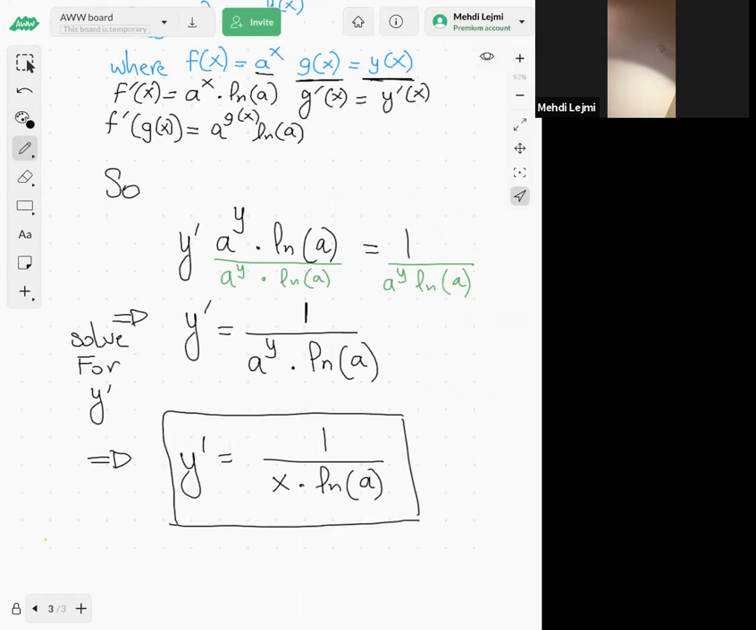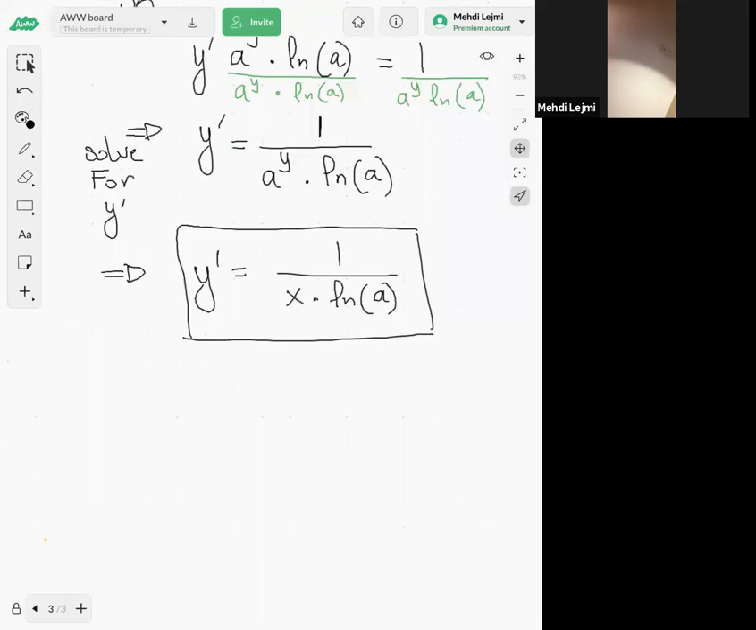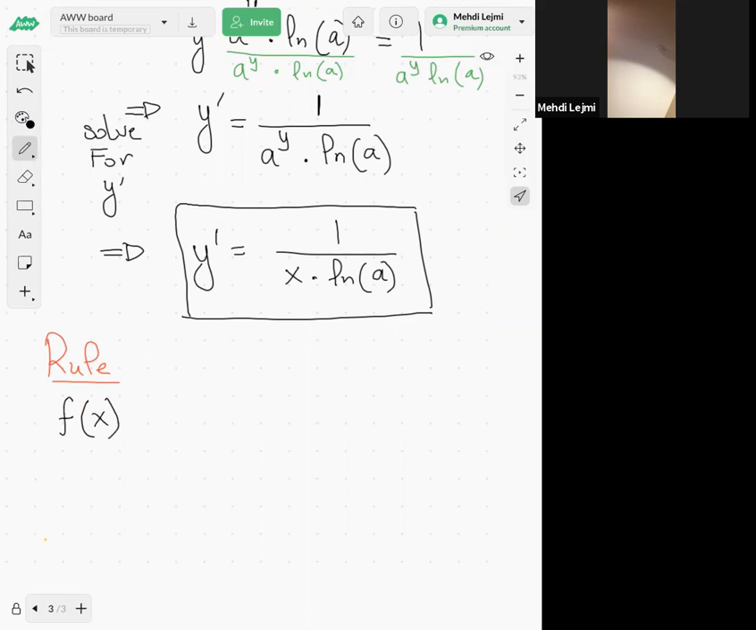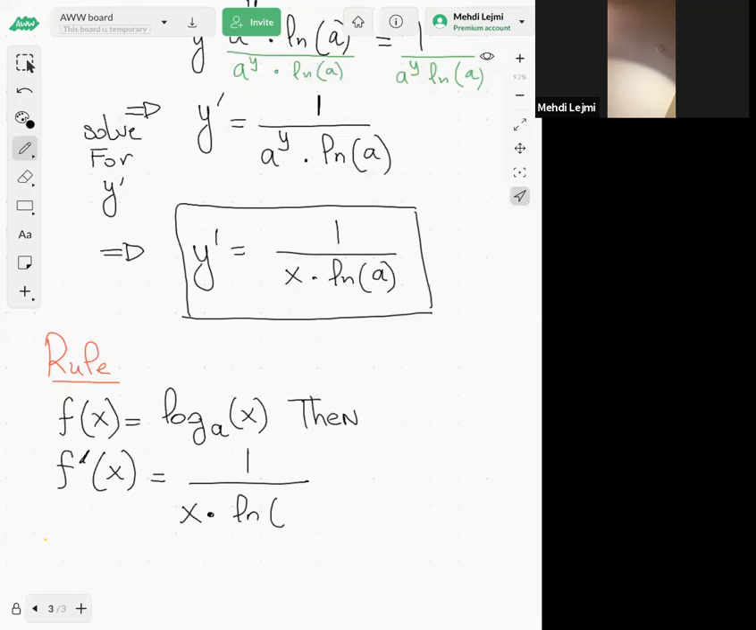Okay. So anyway, the conclusion, guys, all you have to memorize is the following rule. Let's say your function f of x is equal to log in base a of x, okay? Then f prime of x is equal to 1 over x times ln of a, natural log of a.